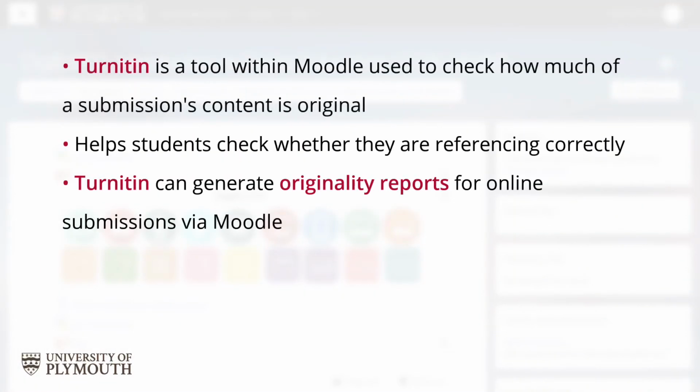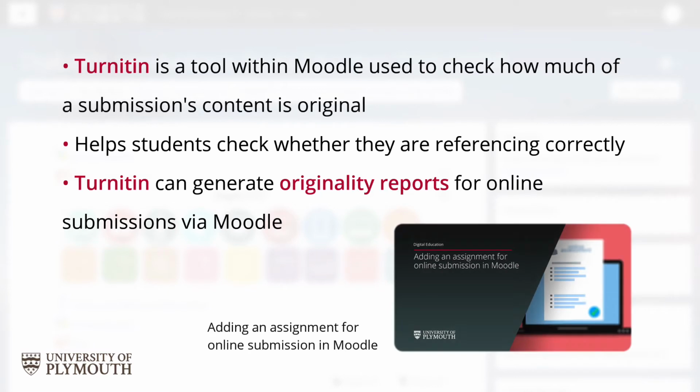Turnitin allows students and teachers to check how much of a submission's content is original. This is an educational and awareness tool which enables students to check whether they're referencing correctly. It can only be used in relation to a Moodle online submission. Please see our video Adding an Assignment for Online Submission in Moodle for more details.